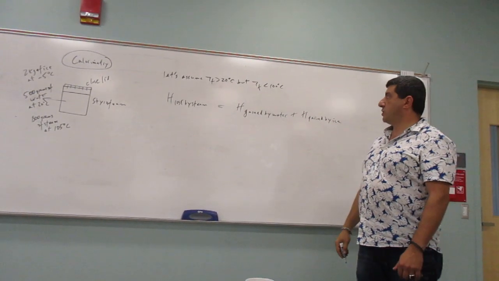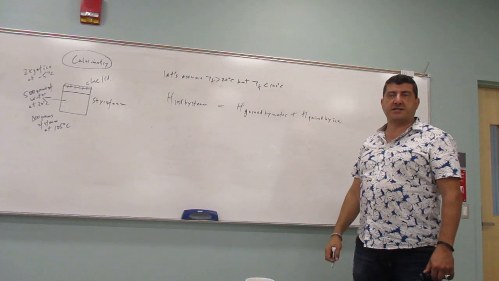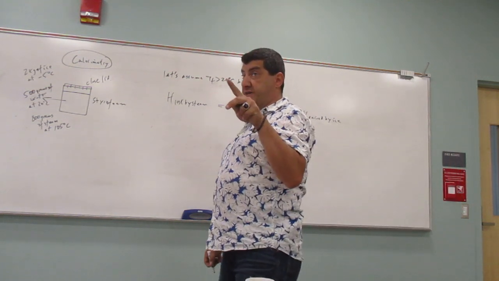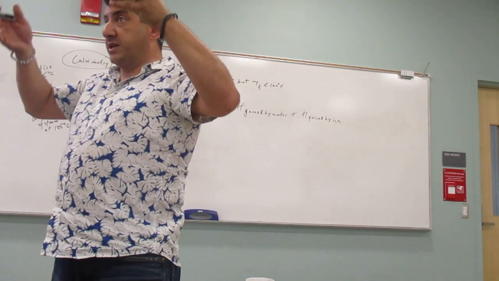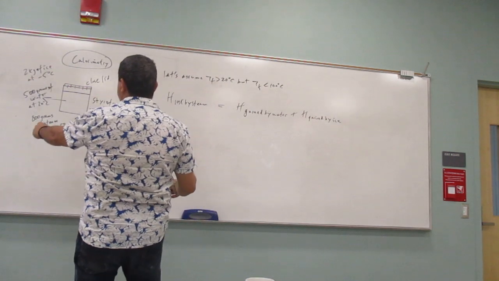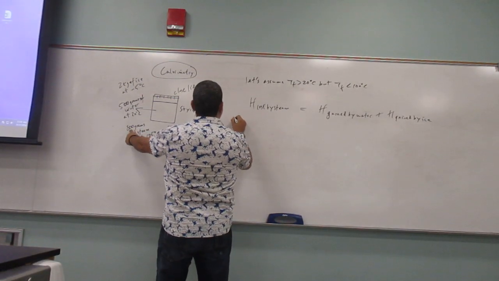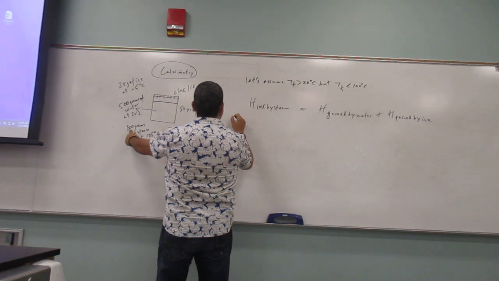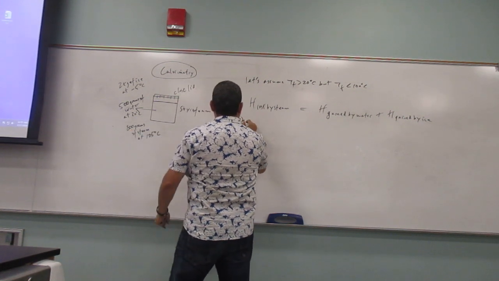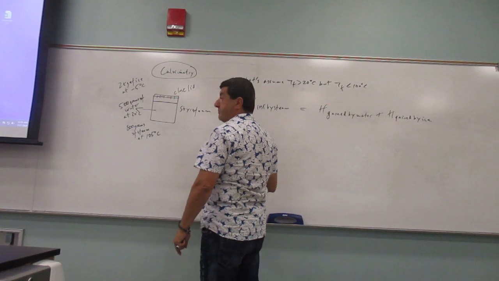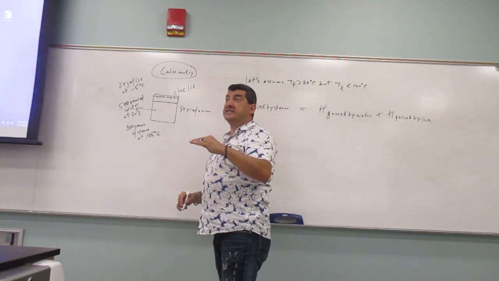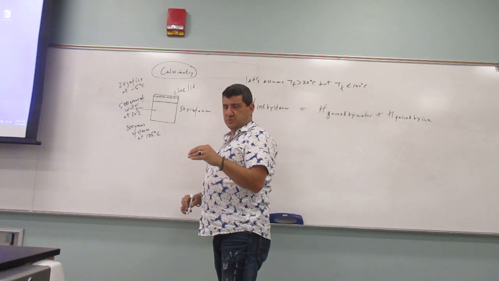So how much heat is lost by the steam? I'm taking the absolute value of it, right? Absolute value of the heat lost by the steam. So the mass of the steam is 800 grams. Okay, how much heat is it losing while cooling down to 100? What's the specific heat?